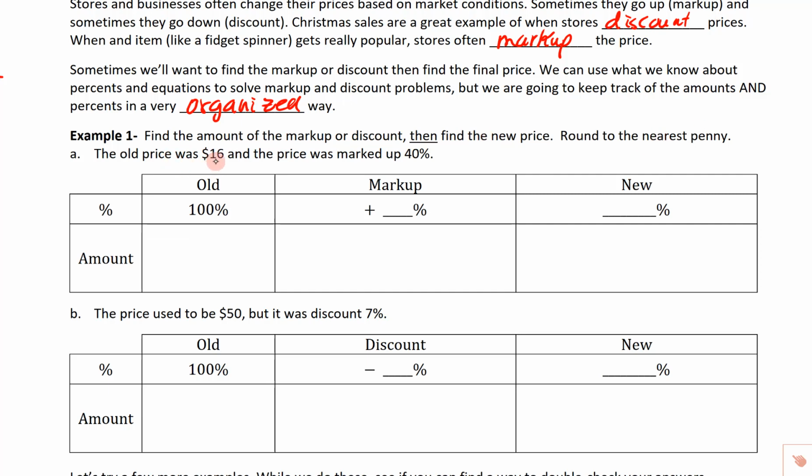So here's the deal. The old price was $16, and the price was marked up 40%. So the old price was $16. So I'm going to put $16 right here. The markup was 40%, so let's put 40% right here. And we want to figure out the amount of the markup. Well, the markup is going to be 40% of the original price, 40% of $16.